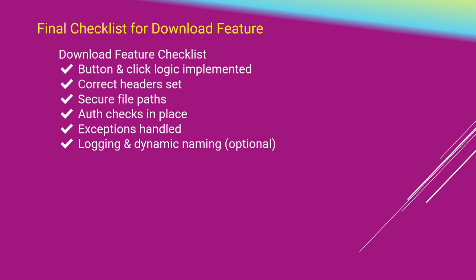Let us quickly recap everything to make sure your file download feature is robust. A download button triggers the action, correct headers are set, secure path and user checks are in place. Exception handling and optional logging are included. This ensures your file download feature is user friendly and production ready.